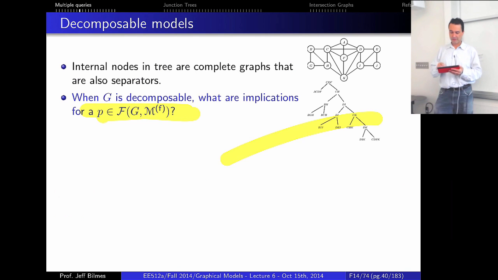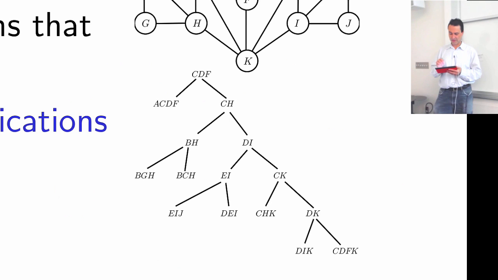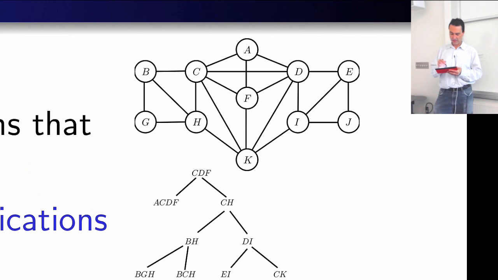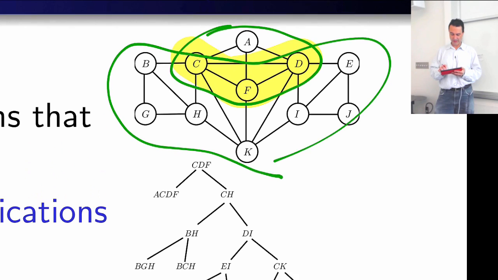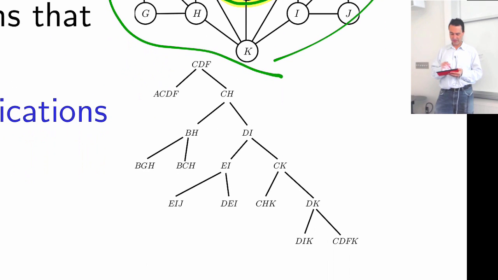So what we're doing here is, the first decomposition is going to be based on CDF, which is this guy here. That's becoming the separator, which is going to separate it into one guy, which is ACDF, and then the other guy, which is all the rest, which then further allows us to decompose the model down into this tree.